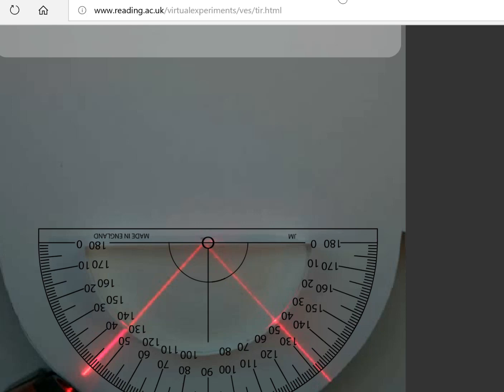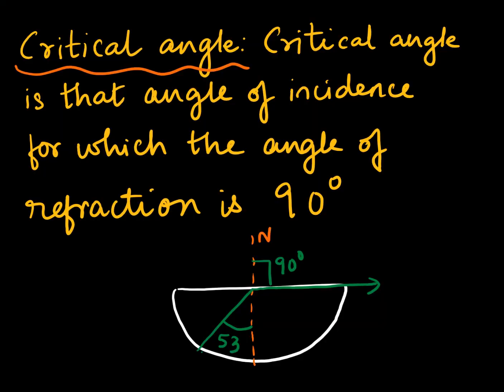and I'll put up a few definitions about the critical angle and the total internal reflection, using the same 53 degrees. So here's the definition of critical angle. Critical angle is that angle of incidence for which the angle of refraction is 90 degrees. So this angle of incidence I over here is my critical angle. So my critical angle is 53 degrees.